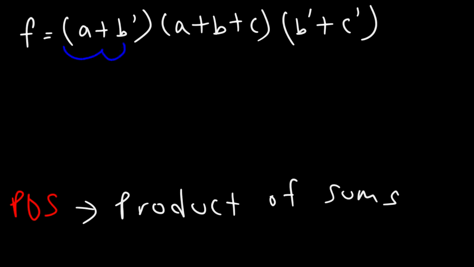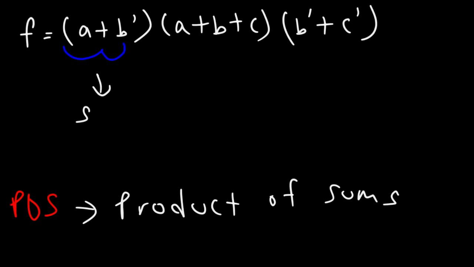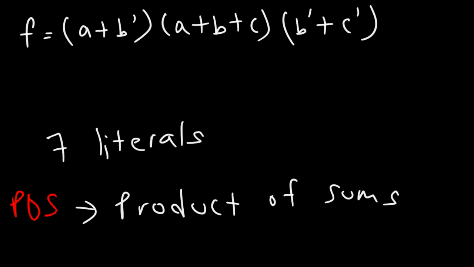This right here is a single sum term. The reason why it's a sum term is because you're adding A and B prime. So notice that we have a total of 3 sum terms, and we're multiplying each of those 3 sum terms together. So thus it is a product of sums expression. Now, how many literals do we have in this problem? So we have 1, 2, 3, 4, 5, 6, 7. So there's a total of 7 literals in that expression.